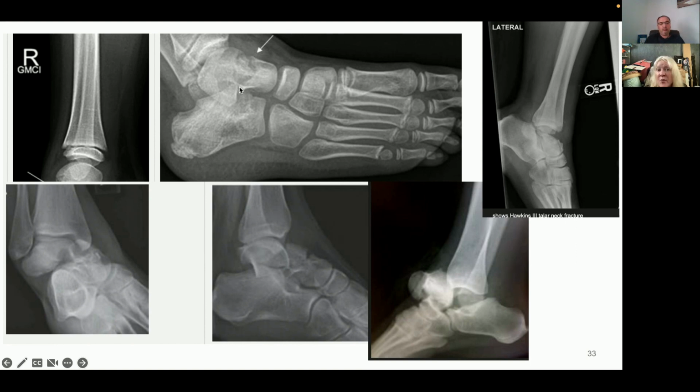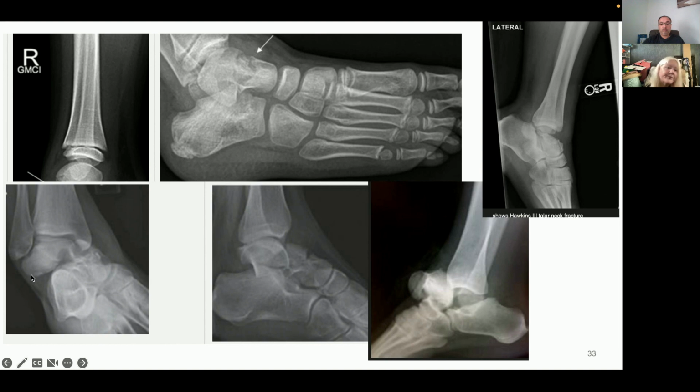Here's a type 1. So if we look at this one, we've got a fracture through the neck, but our tibiotalar joint's okay. Our subtalar joint is probably okay. And our talonavicular joint is okay. Here's another one. This is a type 2. So we've got a fracture through the talar neck and we've got disruption of the subtalar joint. The talonavicular joint is okay.